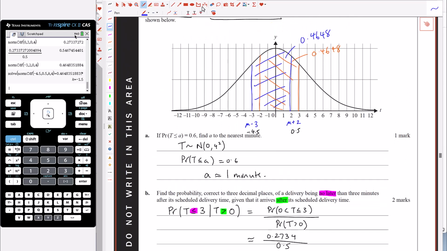Ignore the orange. Yeah, and so really all we're saying is that if they're the same thing, if the mean plus 2 is 0.5, then the mean is negative 1.5. And the same should hold here. Mean minus 3 equals negative 4.5, so mean is negative 1.5. I think they talked about a graph being valid working, but even then it's relatively straightforward.